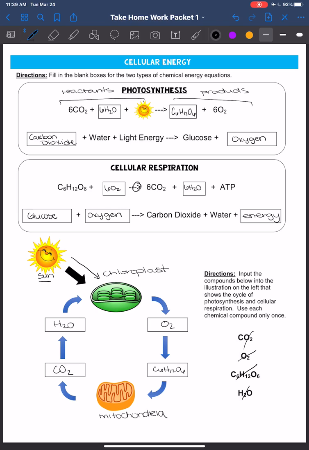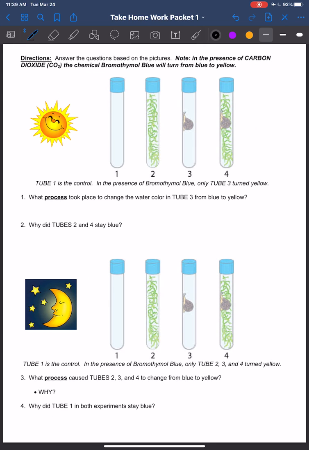In this cycle, I'm going to highlight over here where it says it's a cycle, because it just continues to go around and around. Plants breathe out the oxygen that we need. We breathe out carbon dioxide, which plants need, and it's just kind of a never-ending cycle. So let's take a look at this page. BTB, we all know what that is because we breathed in it and we turned it yellow. So note, in the presence of carbon dioxide, the chemical bromothymol blue will turn from blue to yellow. Okay, in the presence of carbon dioxide, so we remember that.